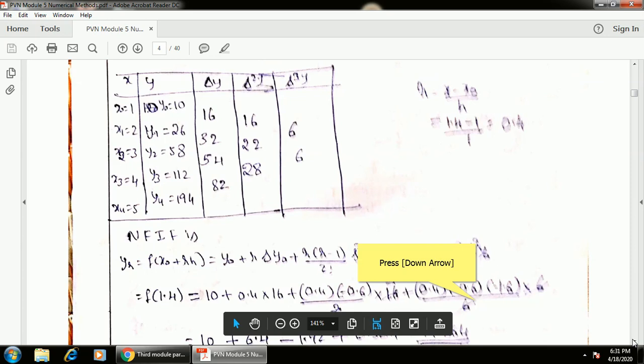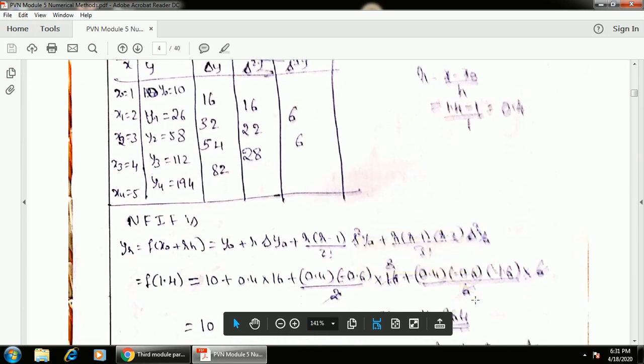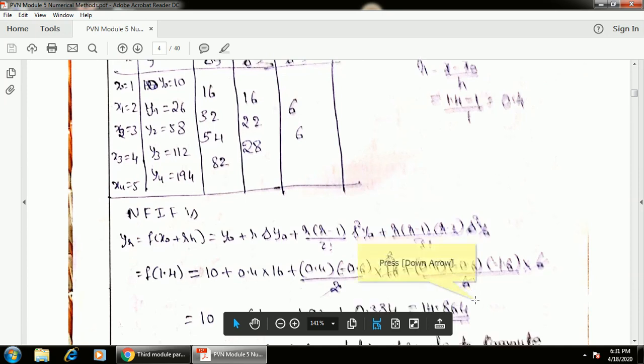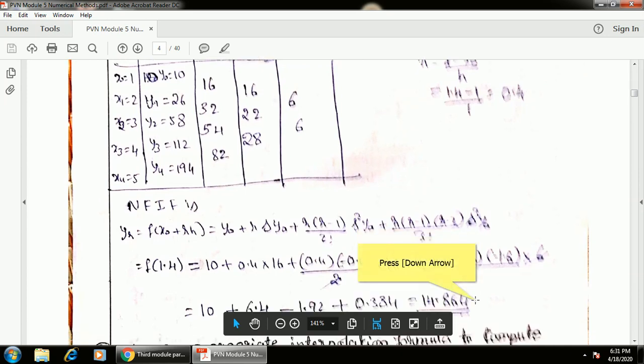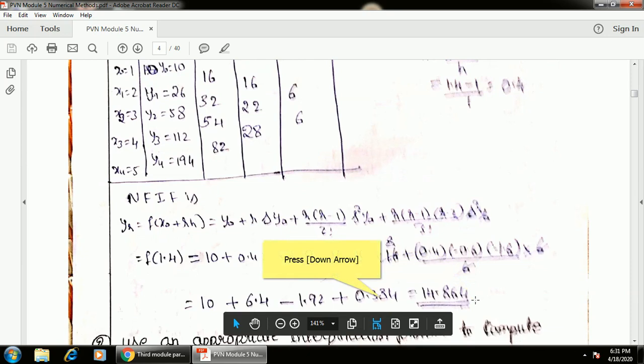f of 1.4 is equal to y naught, which is 10, plus r which is 0.4, into delta y naught, 16, plus r which is 0.4, r minus 1, 0.4 minus 1 is minus 0.6, divided by 2 factorial, which is 2, into delta square y naught, which is 16, plus r which is 0.4, r minus 1 is minus 0.6, r minus 2 is minus 1.6, by 3 factorial, which is 6, into delta cube y naught, which is 6.